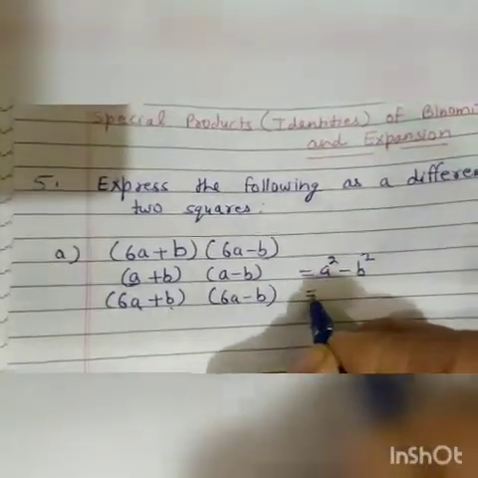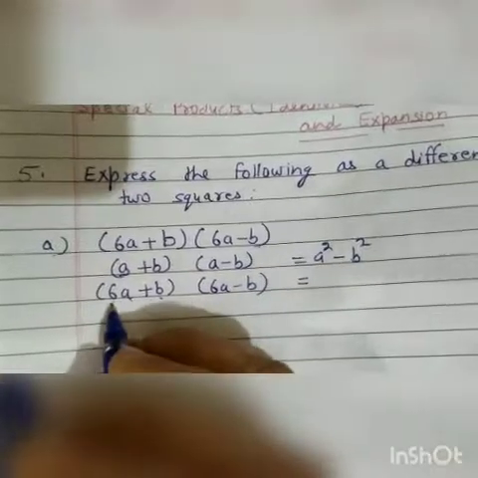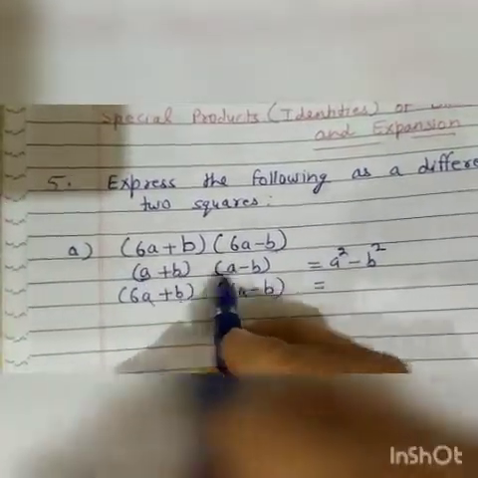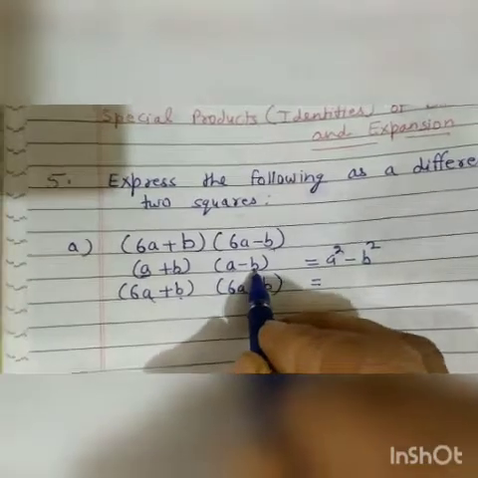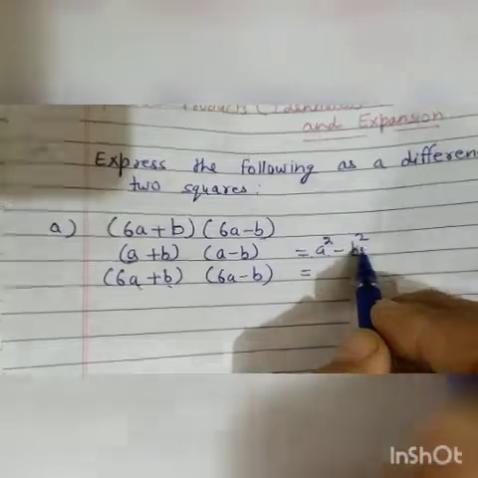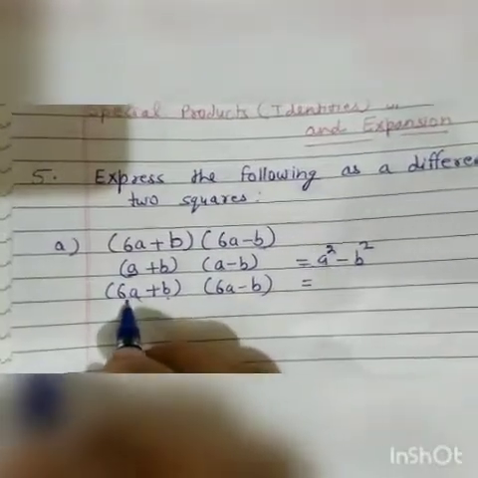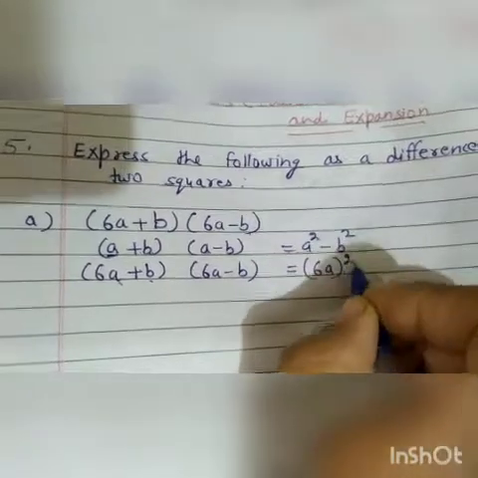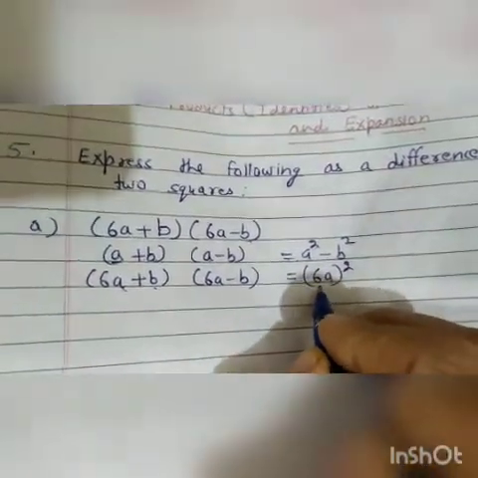So how will we do? We will take the square of the first term. It reads: first term plus second term multiplied by first term minus second term is equal to square of first term minus square of second term. So our first term is 6a, so we will write (6a) whole square. We will write this first term in a bracket.